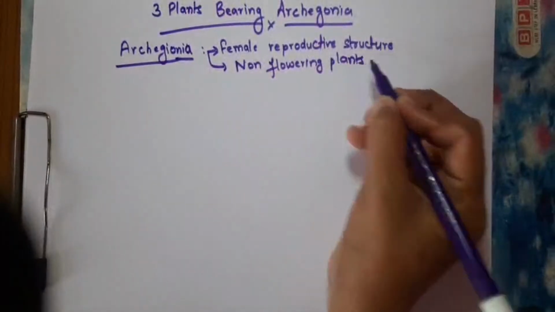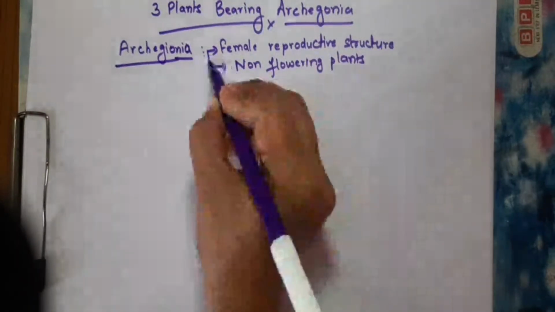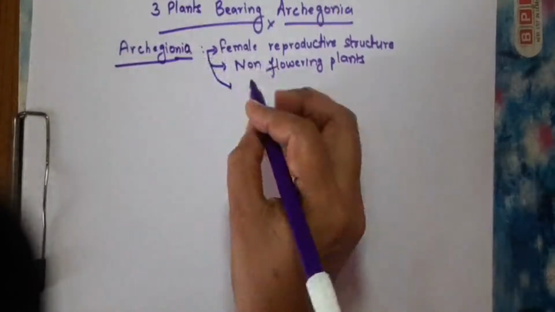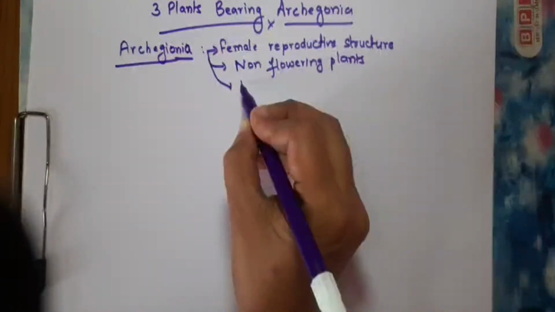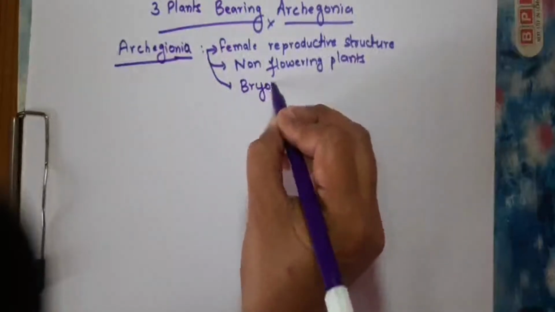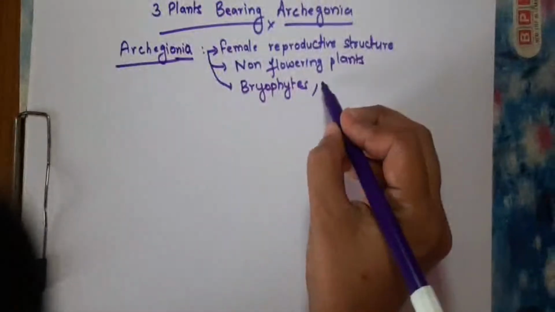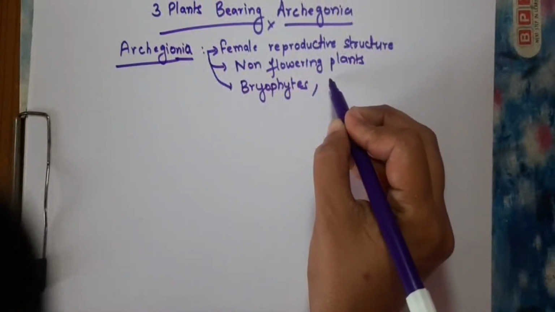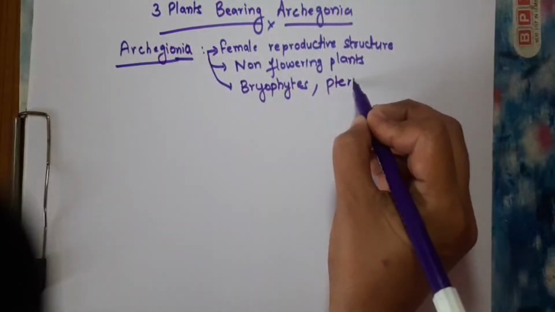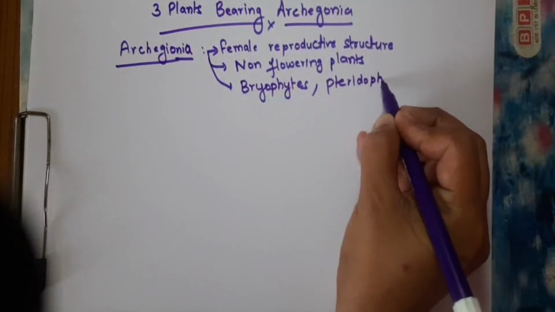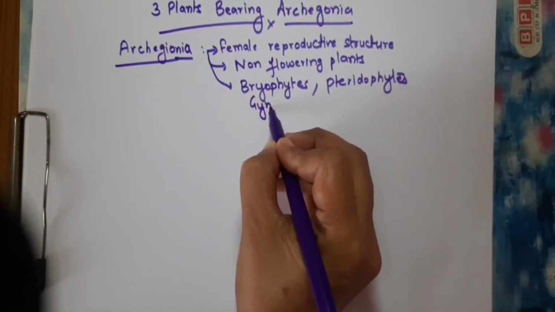So we know three types of non-flowering plants: the bryophytes, pteridophytes, and the gymnosperms. Bryophyte is the first non-flowering plant. The other one is the pteridophytes. And the third one is the gymnosperms.